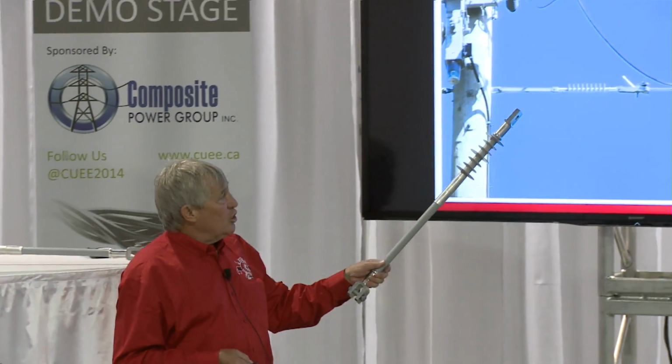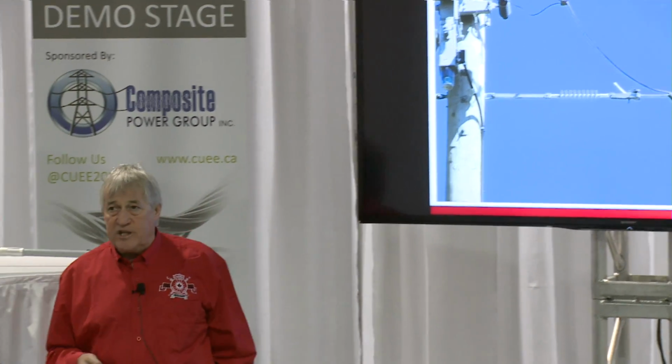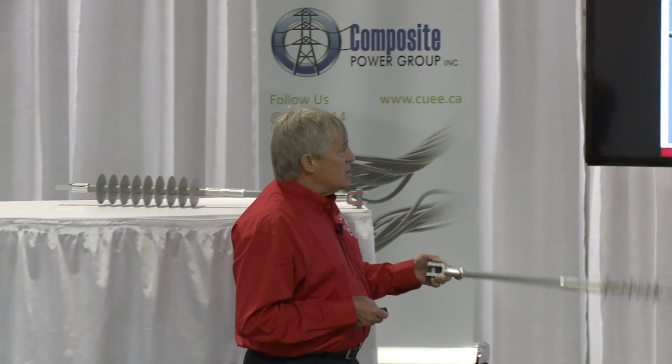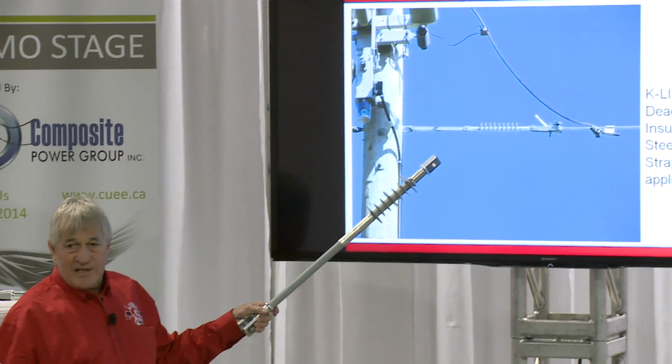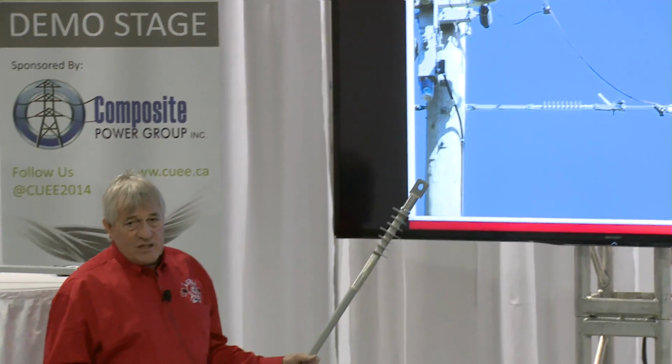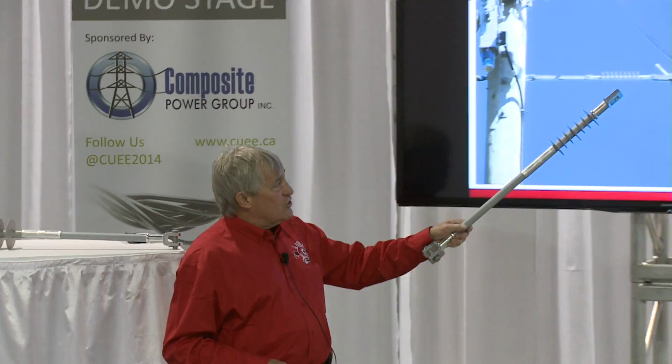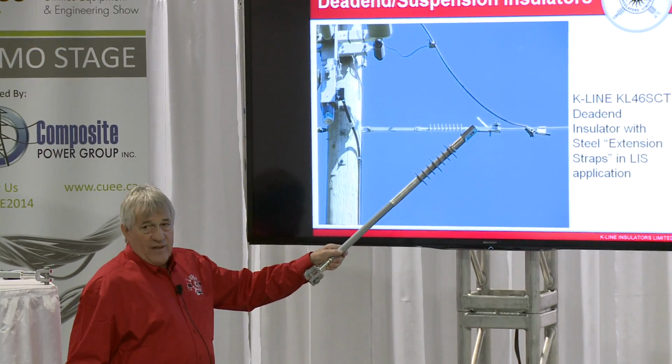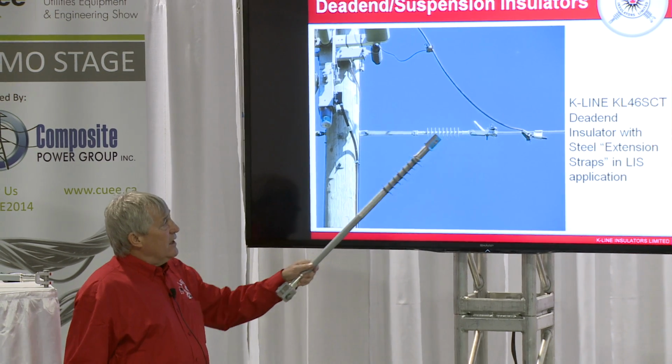When you look at a closer shot of that application, you'll note the extension in there is a steel extension strap. So many, many years ago, the standard practice within the utility industry was to use metal extension straps as extensions. So in this case, it's fairly easy to know where your ground is. You're talking about line voltage out at the end of the insulator.